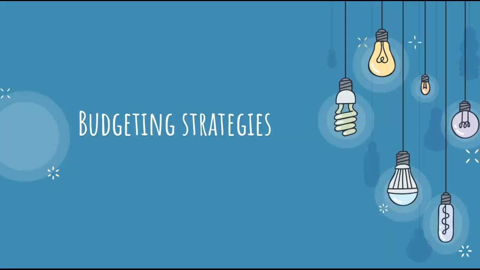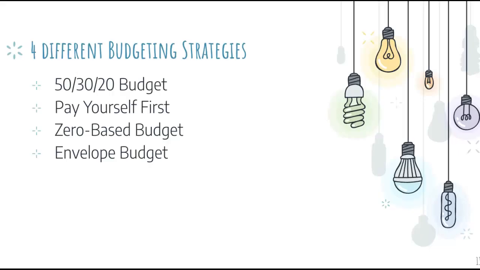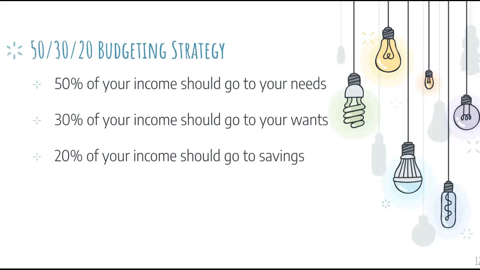Now we're going to switch and talk about budgeting strategies. There's 4 budgeting strategies that we're going to walk through. The 50-30-20 is pretty popular. It's on the internet. A lot of different people talk about it. It's pretty easy. Basically, it says 50% of your income should go to your needs, 30% of your income should go to your wants, and 20% of your income should go to savings.